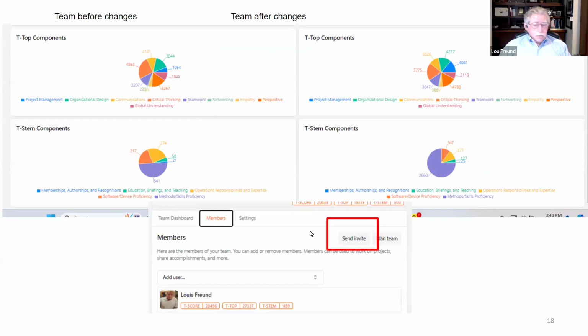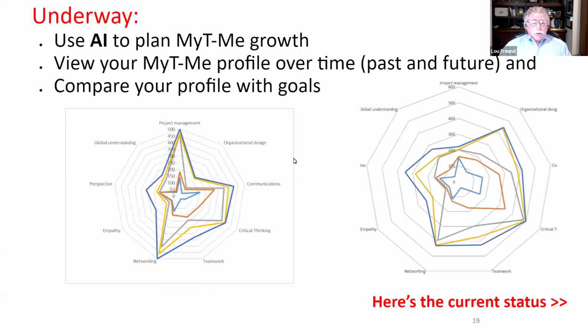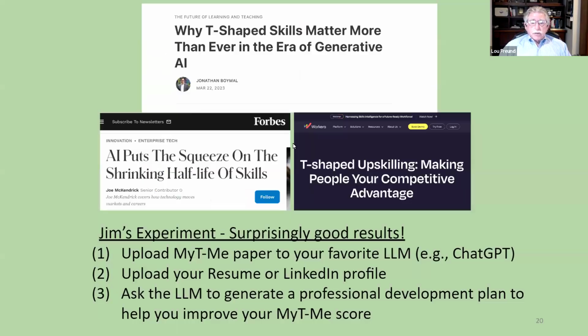This method can also be used to generate scores for departments or divisions. For that matter, there's no limiting number to the number who can be on a team. Also, we're going to be planning MyT Me growth and plans for the future. And so I'd like to ask Jim to talk about why T-shaped skills matter more than ever in the era of generative AI. Jim? Great, thanks, Lou.